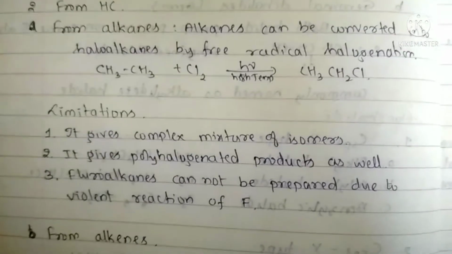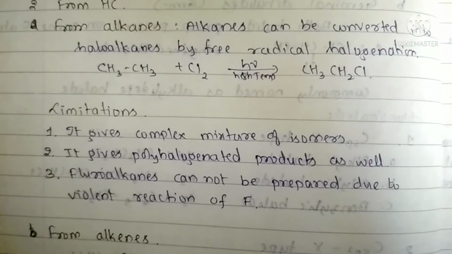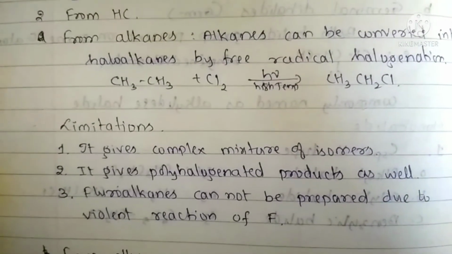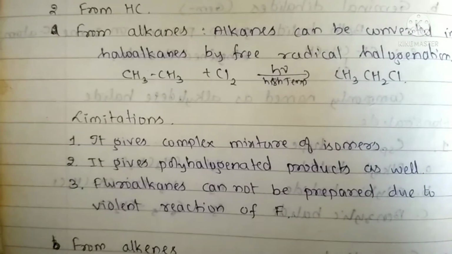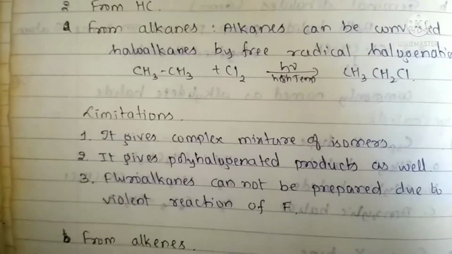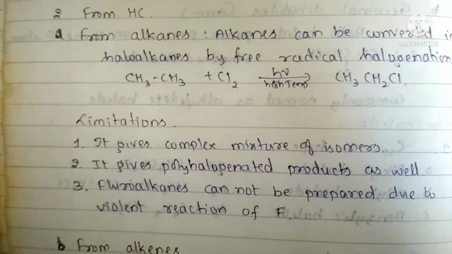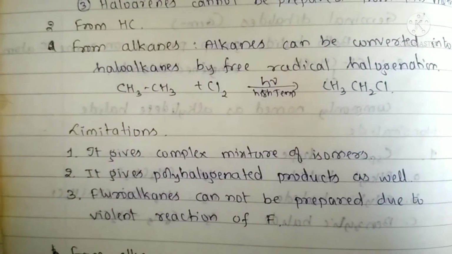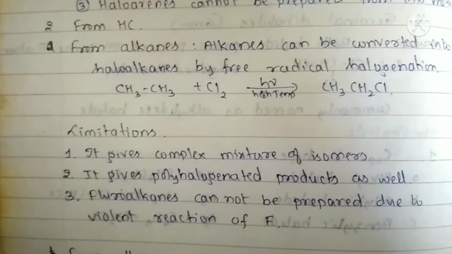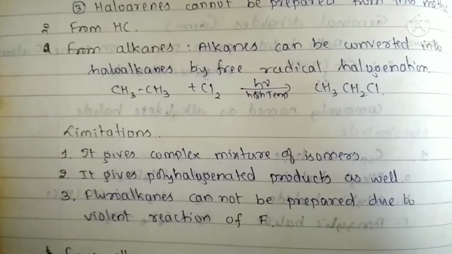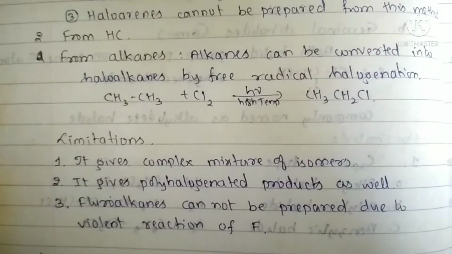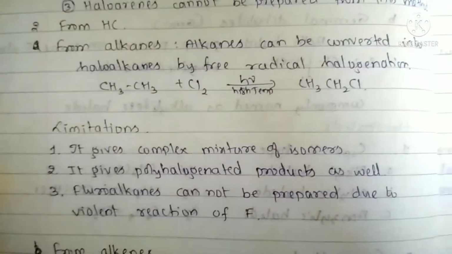Specifically, if you observe this particular replacement of hydrogen by the halogen, it will be arranged in the order of tertiary molecules undergoing the halogenation easily as compared to secondary, as compared to primary. So the ease of replacement of hydrogen follows the order tertiary greater than secondary greater than primary.